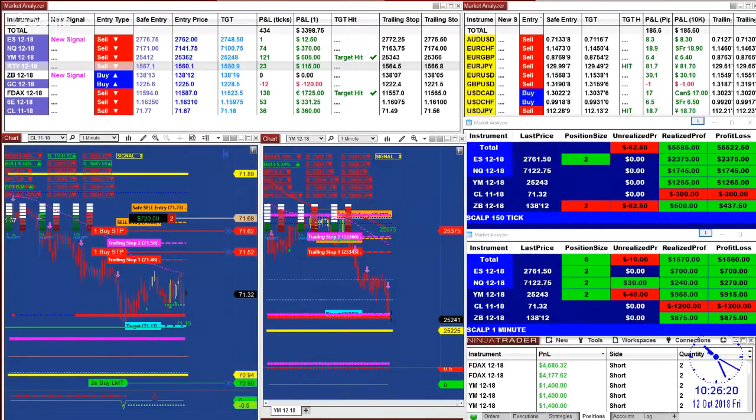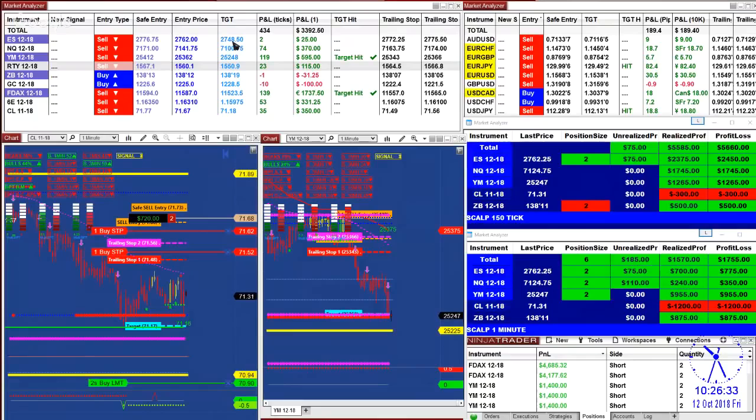A new signal on the ES, 62 level. And we got the new signal on the ES, folks. 62 level, exit target 48. This is very nice. Exit target 48. And I'm out of everything right now except the CL.